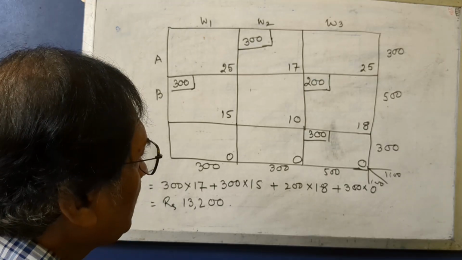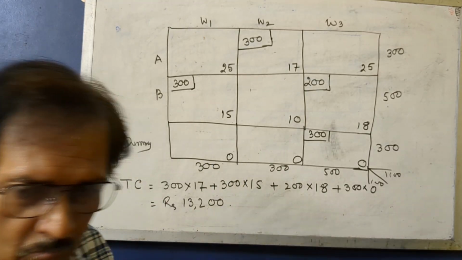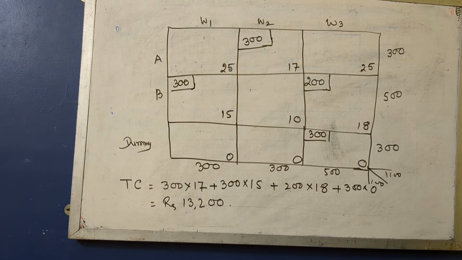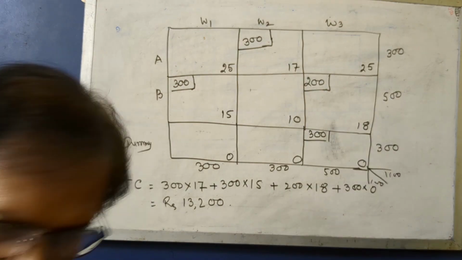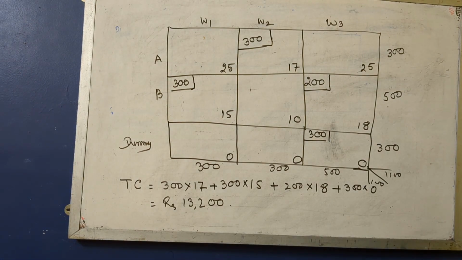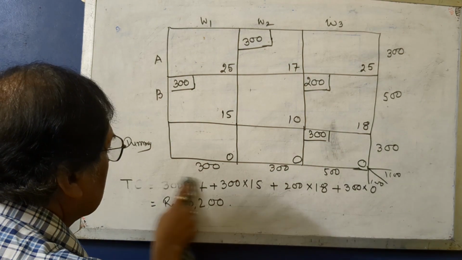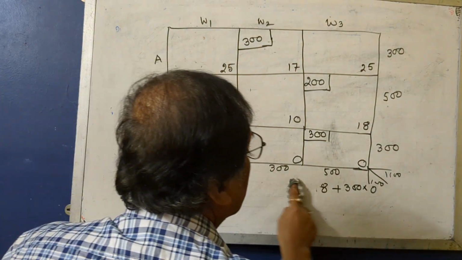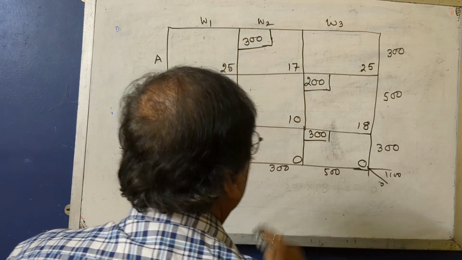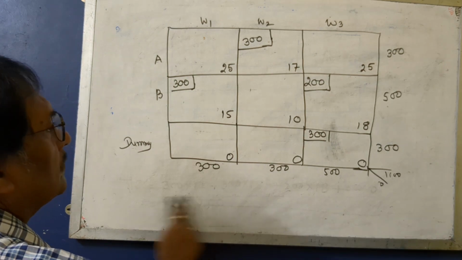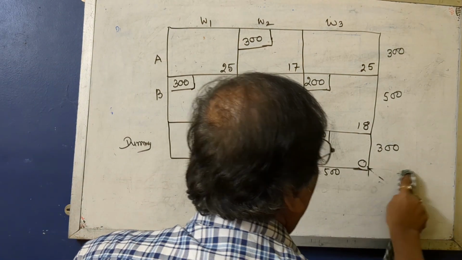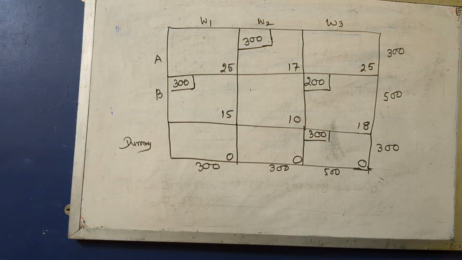First of all, this is the MODI method. First, what you have to do? You have to check the total number of allocations. I'm erasing this part, it is not required now. This is the basic feasible solution.